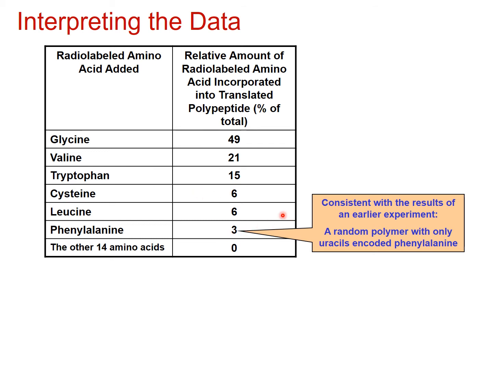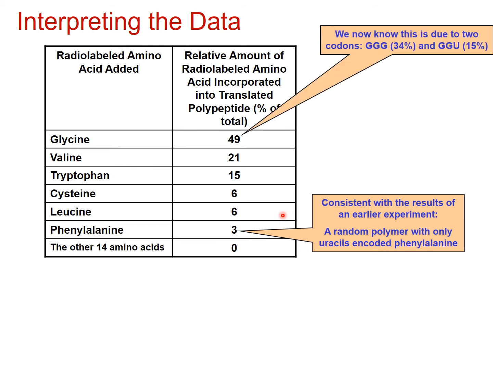But what about these other ones? This requires multiple experiments, what I'm about to tell you, and can't all be derived directly from just this one experiment. But for glycine, we know that GGG accounts for 34%, but then some other triplet that is predicted to occur 15% of the time is going to account for the remainder of this 49%. And we now know that that other triplet is GGU.